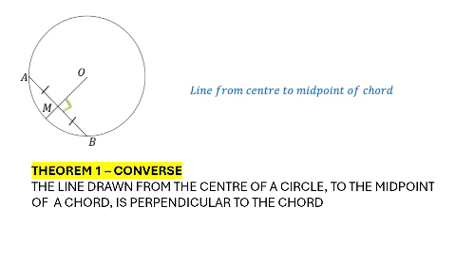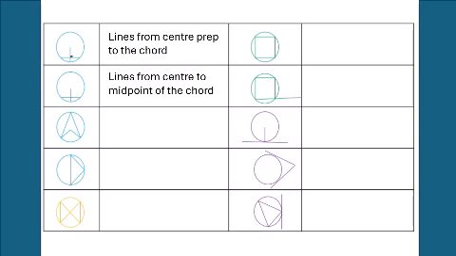So this is the converse of the theorem. Line from the center to midpoint of the chord, that is the abbreviation we can write for this theorem. Okay, so now you can see that your cheat sheet already has the two theorems: line from the center perpendicular to the chord, and line from center to the midpoint of the chord. It bisects the chord and this will make your 90 degrees angle here as well.